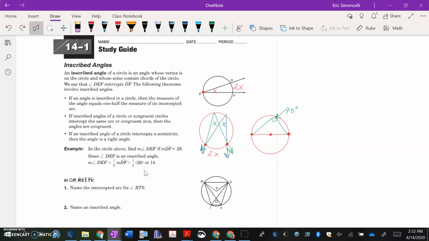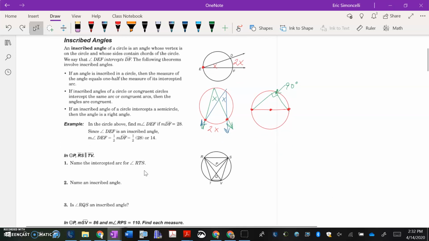Number 1, in circle P, RS, which is a chord, is parallel to TV. Now we haven't seen parallel in a while, so let's go ahead and mark the picture. Here's one marking and here's another marking. This is going to help us frame inside the circle aspects that may later lead to angle relationships to be noted. Number 1, name the intercepted arc for angle RTS.